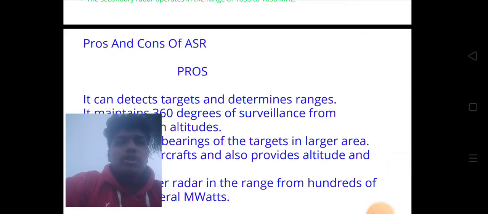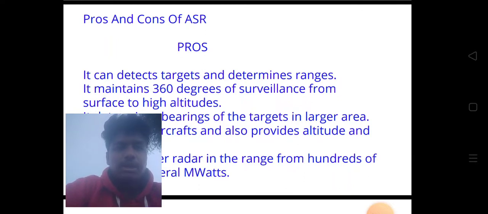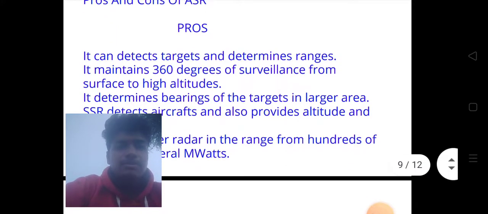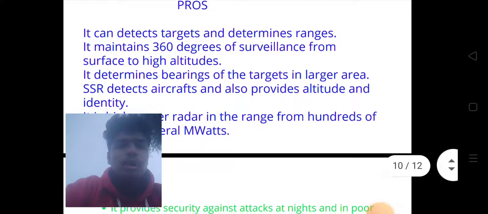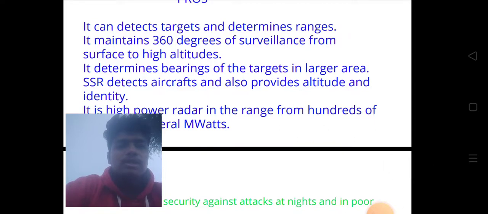As a coin has two sides, head or tails, the same here. Pros and cons of air surveillance radar. Firstly, pros: advantages of ASR. It can detect targets and determine ranges. It maintains 360 degree surveillance from surface to altitudes. It determines bearings of the targets in a larger area.